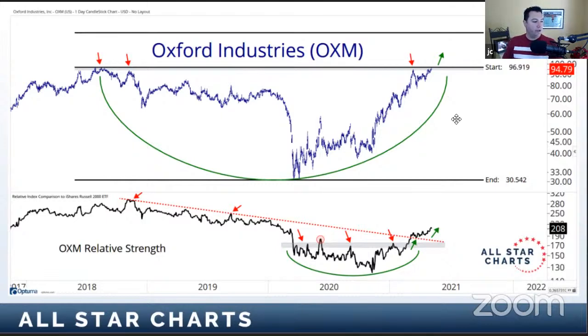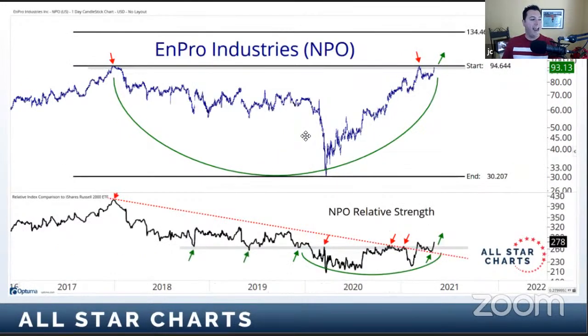And what I wanted to do was show you exactly what they do. So it's a $1.6 billion apparel manufacturing company, Oxford Industries. And again, just a big base. So if it's below 97, leave it alone. If it's above, we like it long with a target of 138.